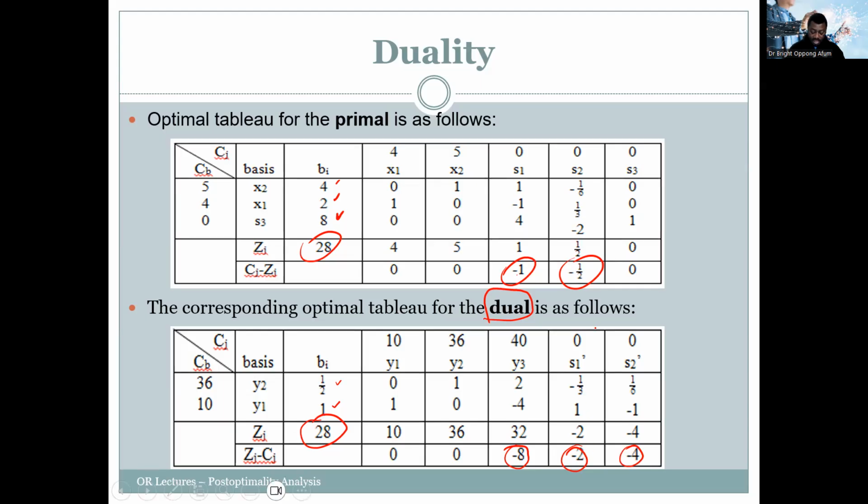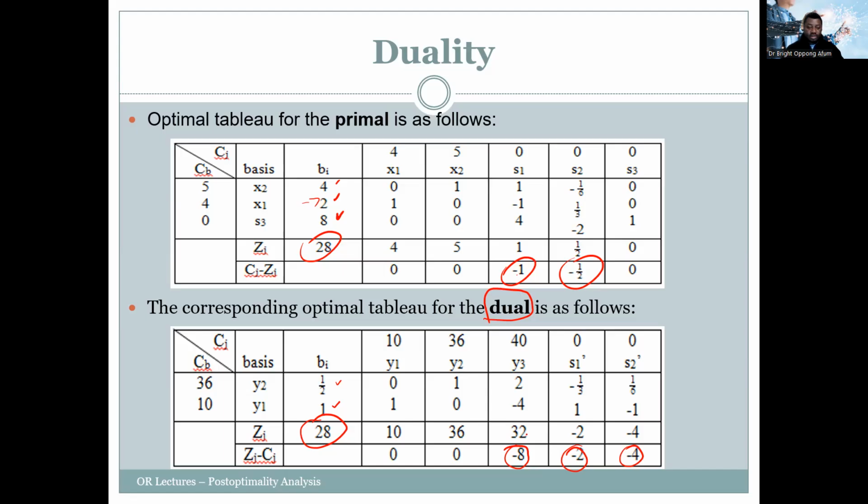We'll see that X1 is 2, right? However, X1 is corresponding to -2 in this as a surplus for the labor. So the slack variable is not in the basis, and therefore is 0.